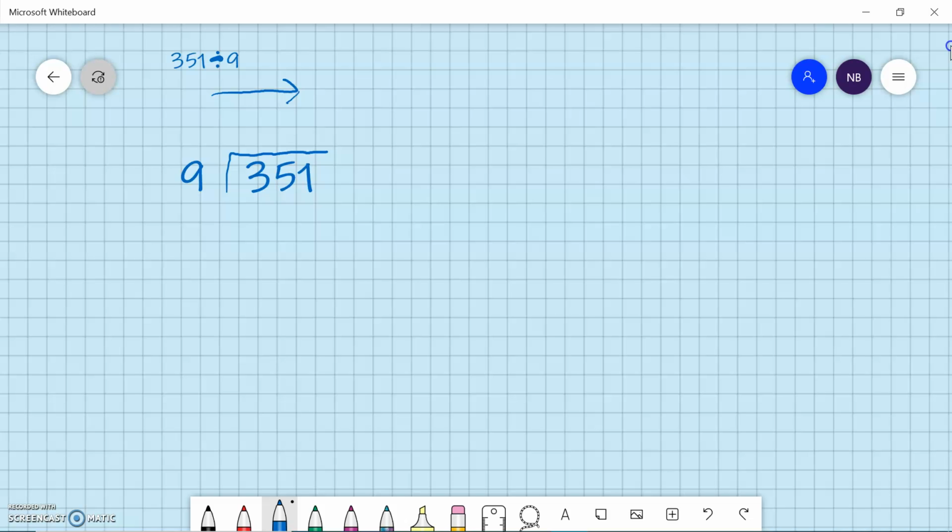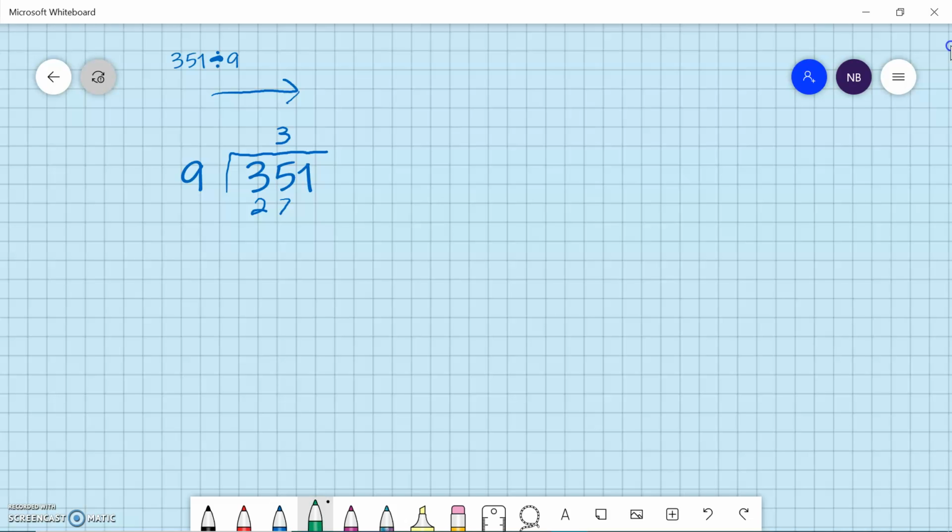But the 3 is too small. I can't break the 3 down into groups. So I'm going to have to look at the next number, which would be the 5. So we're going to look at 35. Now I can break 35 down with a 9 and say that 9 times 3 is 27. All right, if I did 9 times 4, I would be at 36, and that would put me over 35.